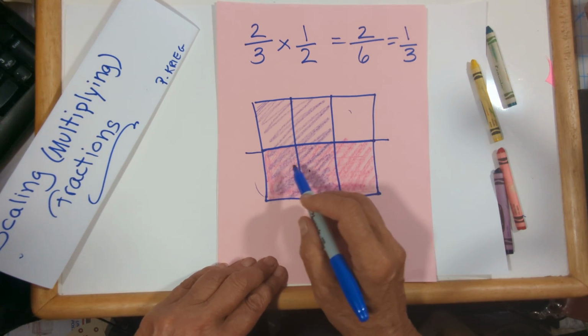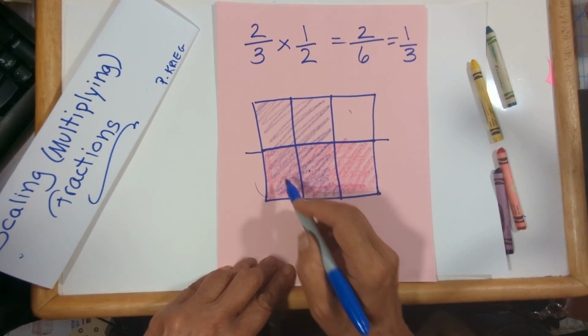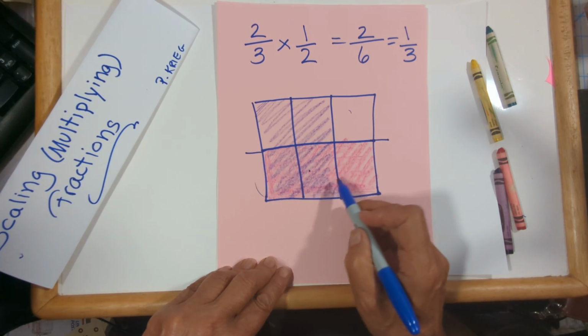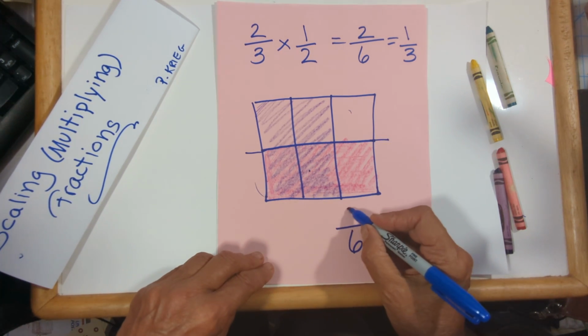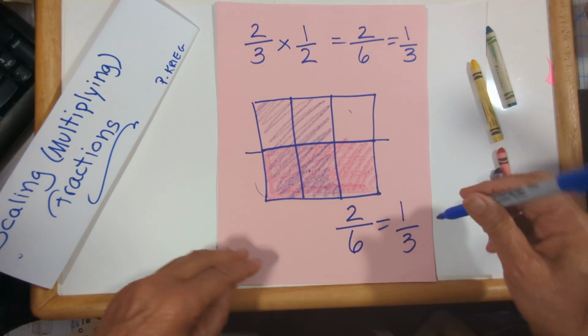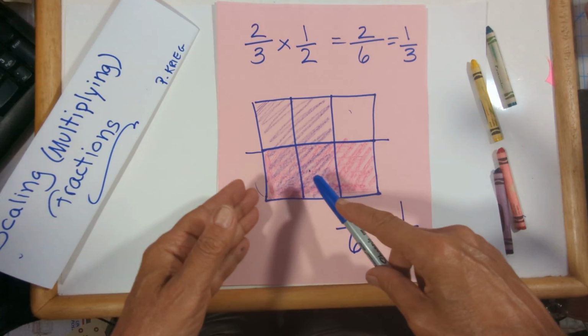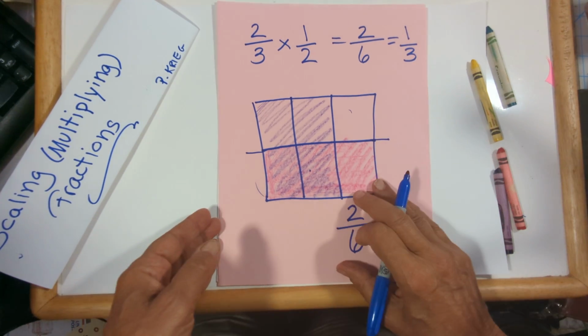So there's 6 units, and 2 of them represent what's been scaled down. So it comes out as the same as before. And like I said, this isn't necessarily the way of doing it, but it's a way of seeing it. It's a way of understanding it.